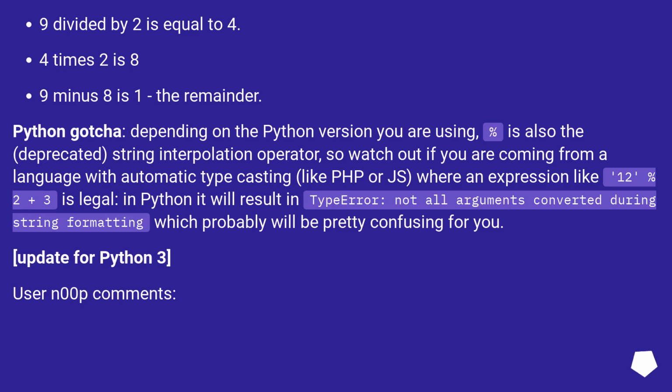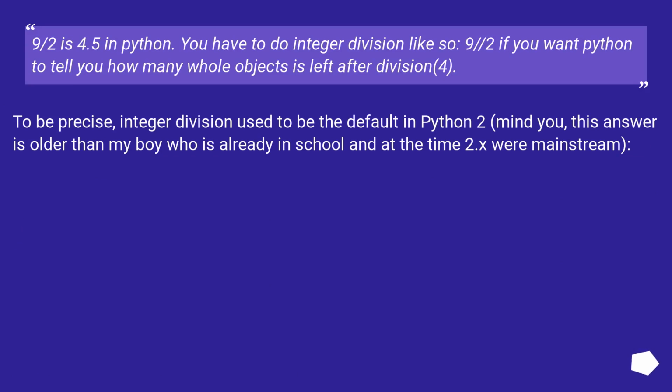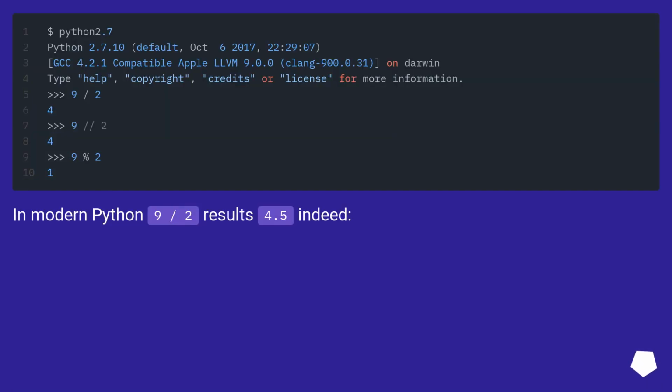User NOOP comments. Nine halves is 4.5 in Python. You have to do integer division like so, 9 // 2, if you want Python to tell you how many whole objects are left after division, 4. To be precise, integer division used to be the default in Python 2. Mind you, this answer is older than my boy who is already in school, and at the time 2.x were mainstream. In modern Python, 9 / 2 results in 4.5 indeed.